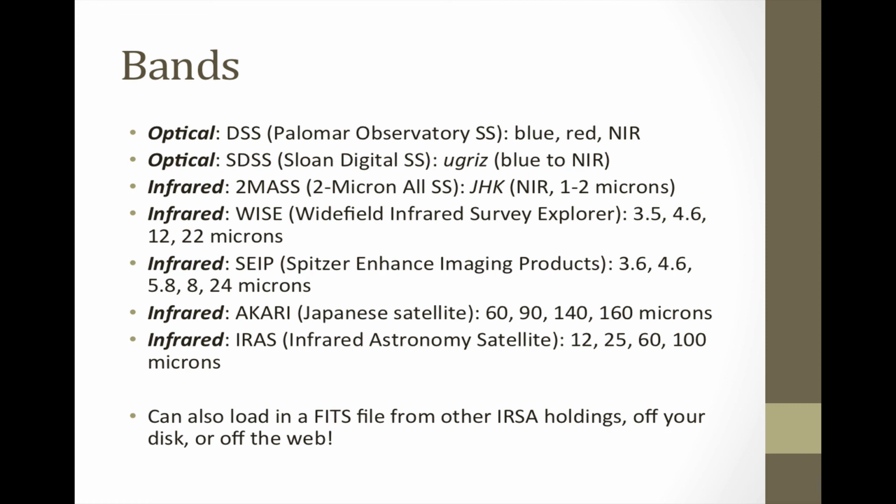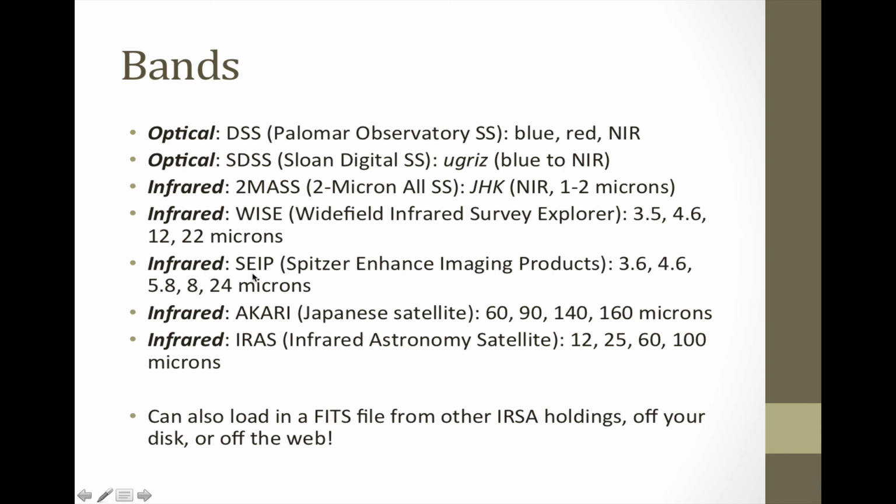So not everything is in there, but there's a lot of things that are in there. Then everything else that we've got is various flavors of infrared. 2MASS is the 2 micron all sky survey. That's in J, H, and K, which is near infrared, 1 to 2 microns. Infrared WISE, Wide Field Infrared Survey Explorer, 3.5, 4.5, 12 and 22 microns.